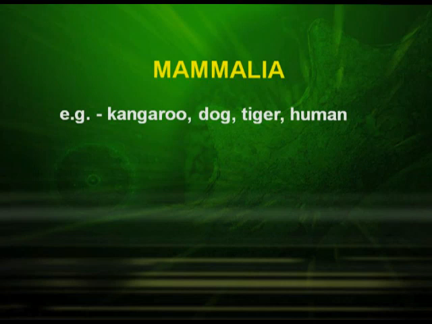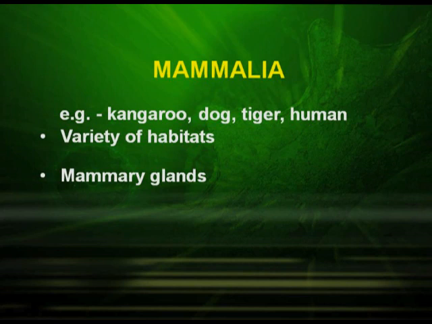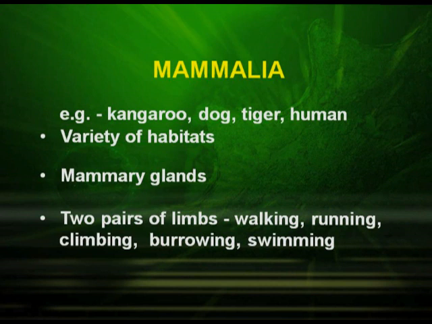Mammalia. It includes kangaroo, dog, tiger and human beings. It has a variety of habitats. Presence of mammary gland is an important feature of mammalia. They have 2 pairs of limbs, which is meant for walking, running, climbing, burrowing, and swimming.